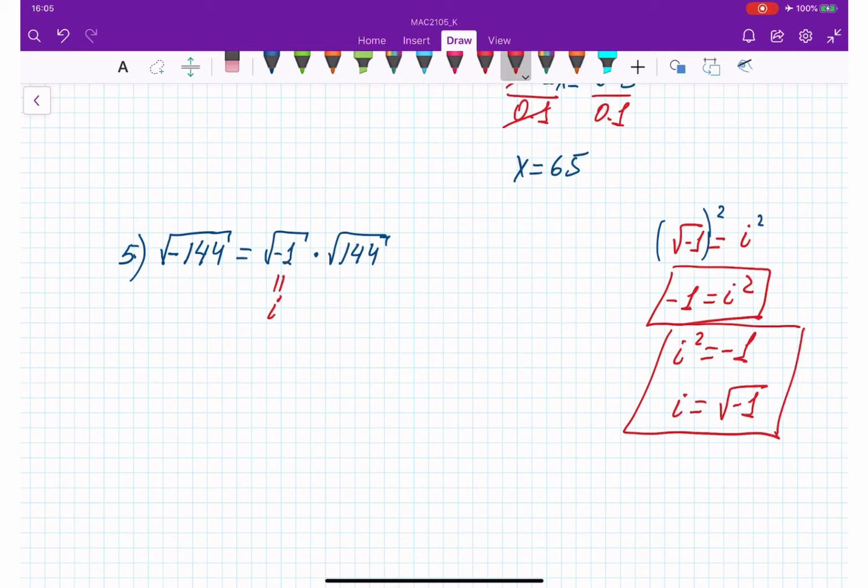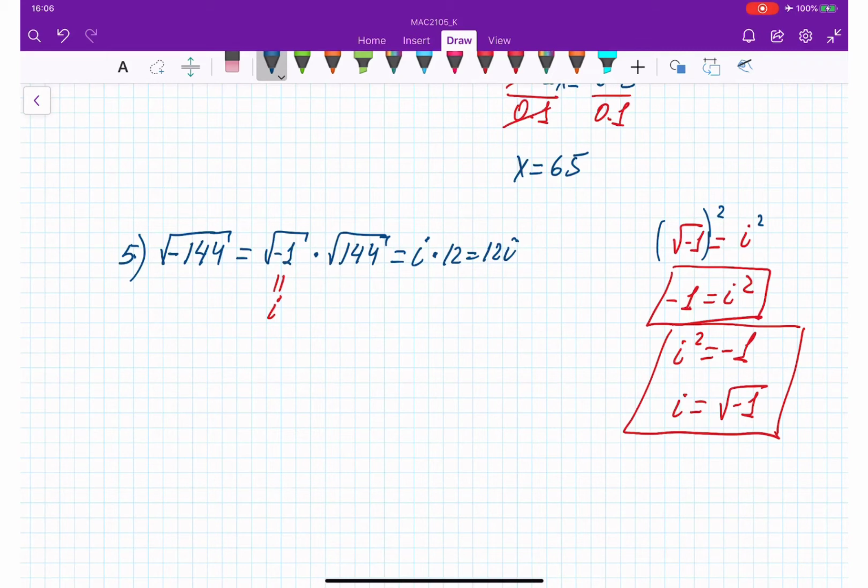So, I have negative square root of negative 1 times square root of 144. We see here square root of negative 1 is i. Yes? Therefore, we are getting here, it's equal to i, and square root of 144 is 12, which means it's going to be 12i. Okay?